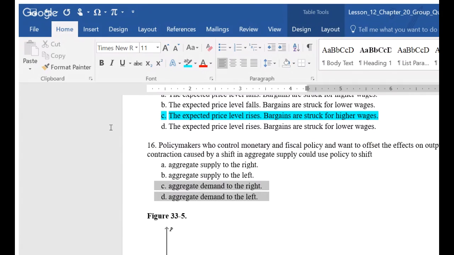We can use that best guess answer right now. Okay, I'm trying to find it in the book. What should policymakers do when faced with a sudden fall in aggregate demand? But that's not aggregate supply. So this says for aggregate demand, they should take action to increase aggregate demand. So that would be moving it to the right. To the right, yeah. Oh, C. Yep. Okay, cool. I'm more confident on that one now.